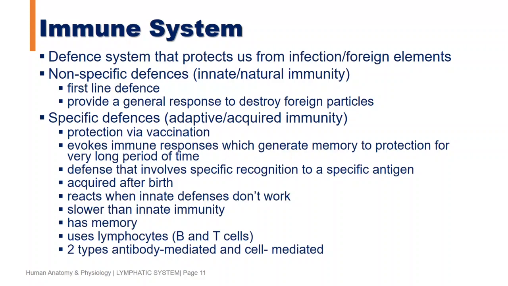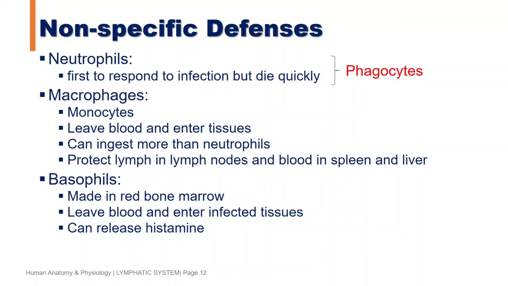It is acquired after birth. Reacts when innate defenses don't work. Slower than innate immunity. Has memory. Remember, just now we said memory for protection for a very long period of time. It uses lymphocytes, either B and T cells. And then you have the two types of immunity: antibody-mediated and cell-mediated.